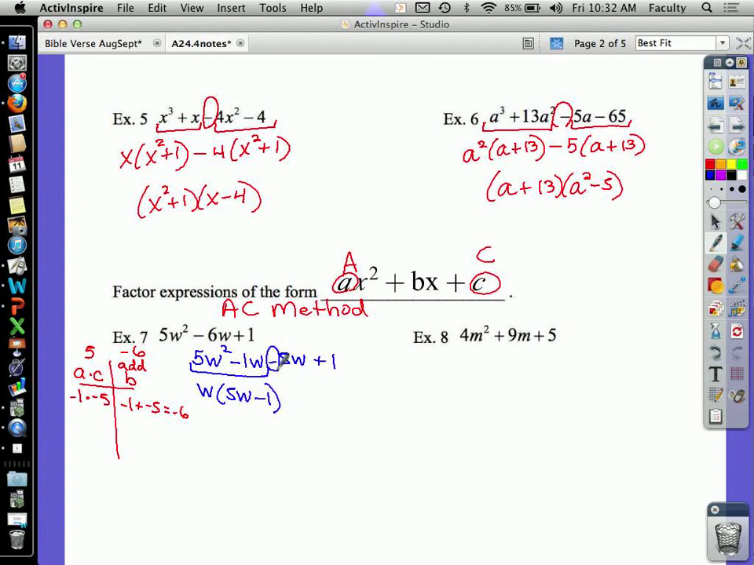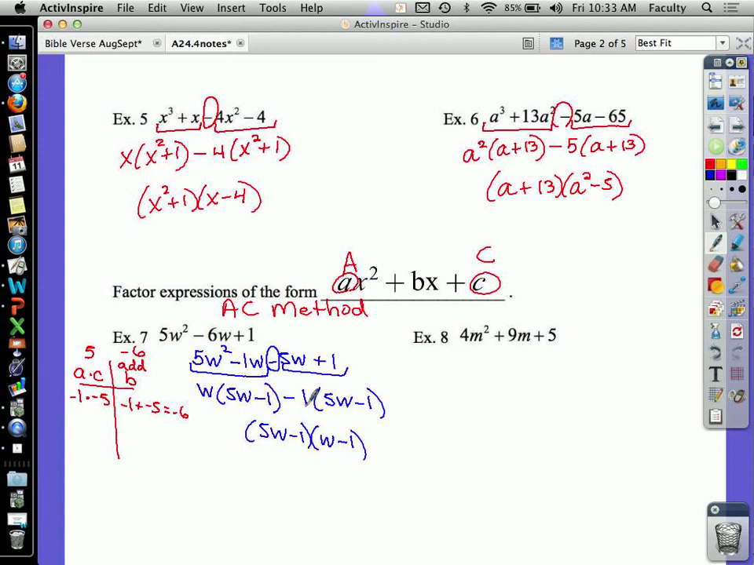Now, you always write down the middle operation sign. Well, 5w and 1 really don't have anything in common except a 1. So you do need to put the 1 out front. And because the middle operation sign was a minus, it flipped this one. So now I have 5w minus 1 times w minus 1. So be careful. If the last two terms have nothing in common, you do need to put the 1.